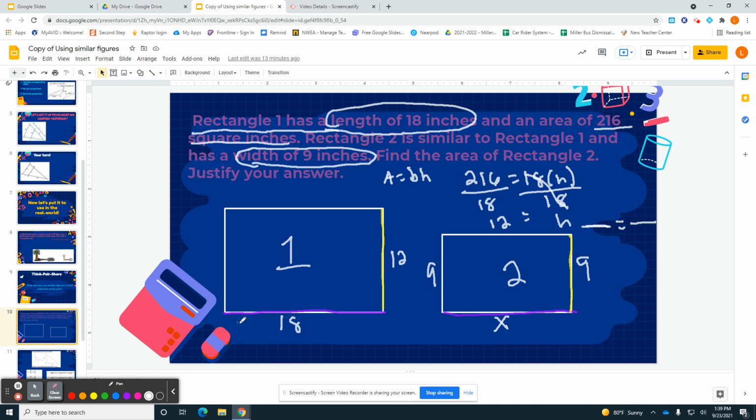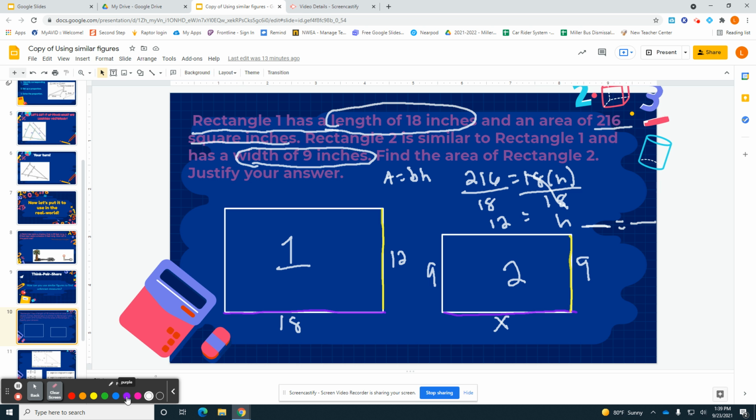Okay, so I just realized my video was paused, so I don't know if you got where I said if this side is 9, then that means this side is also 9. Okay. So once you divided 216 by 18, it gave you 12. So we knew that that was the width or the height of our rectangle.